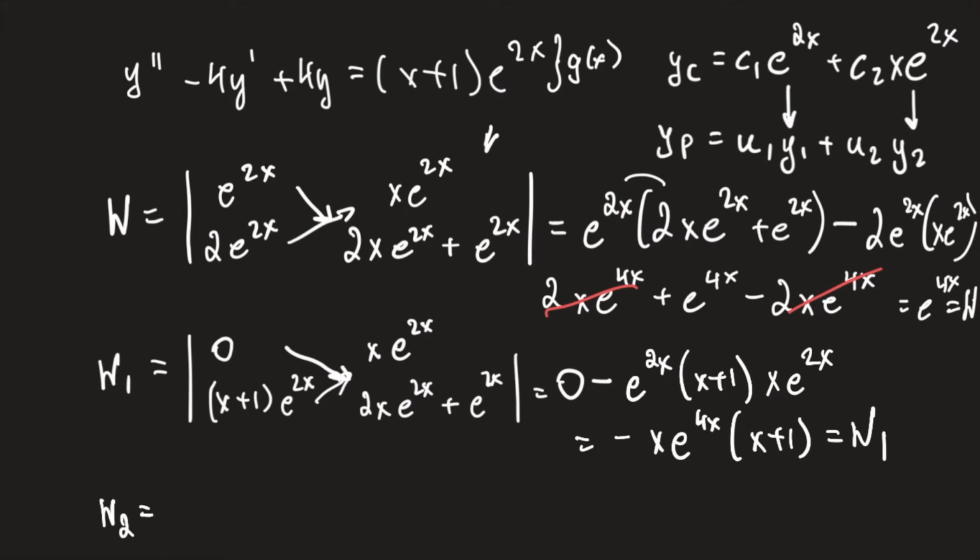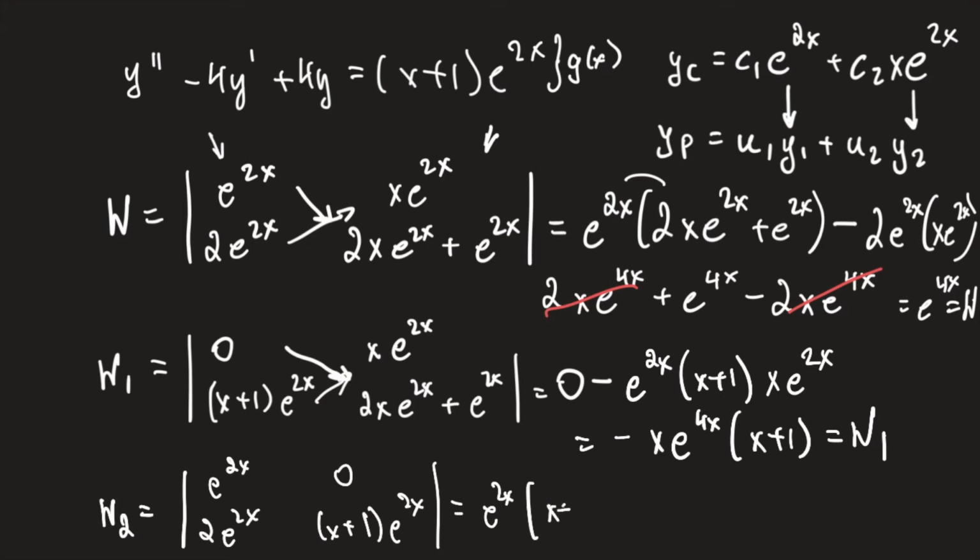Next, we need to find W2. To find W2, we will keep the first column same as W, which is e to the 2x and 2e to the 2x, but replace the second column. We're going to have 0 and my function g of x, which is x plus 1 times e to the 2x. And again, find the determinant, which we have e to the 2x times x plus 1 times e to the 2x minus 0 times this, which is obviously 0. So to simplify this, I have e to the 4x times x plus 1, which is my W2.